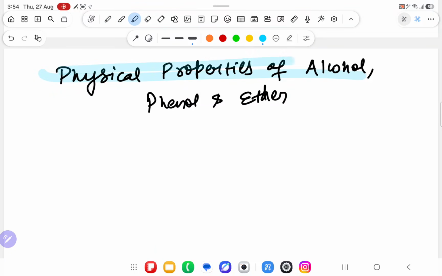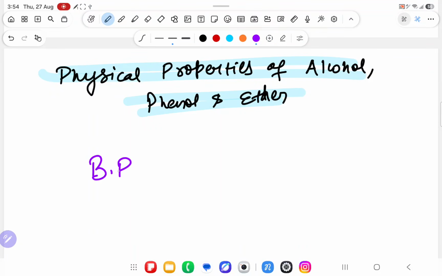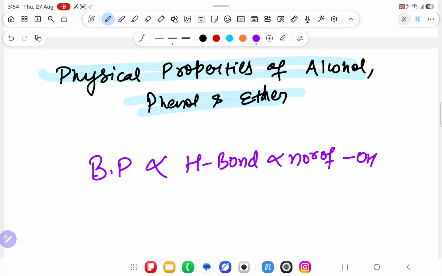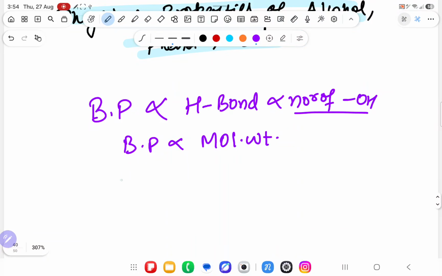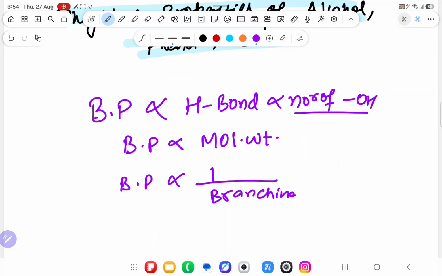In the physical properties of alcohol, phenol and ether, first of all we have to know about boiling point. You know that boiling point is directly proportional to hydrogen bond, and hydrogen bond is directly proportional to the number of OH, because alcohol and phenol contain OH, ether does not. So alcohol and phenol have more boiling point than ether. It means the more OH, the more the boiling point. Then boiling point is directly proportional to molecular weight. This you have also seen. And boiling point is inversely proportional to branching. Sir, this we already know. How many times will you teach us this? No problem, I am just teaching.